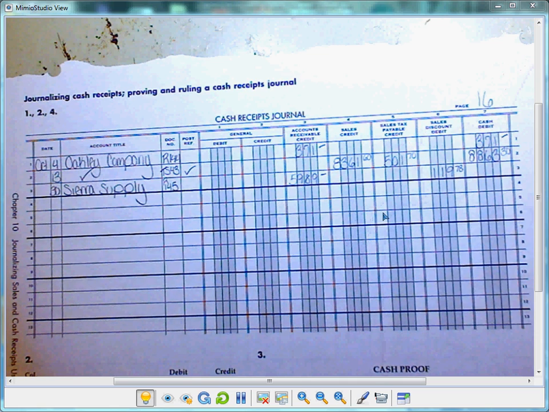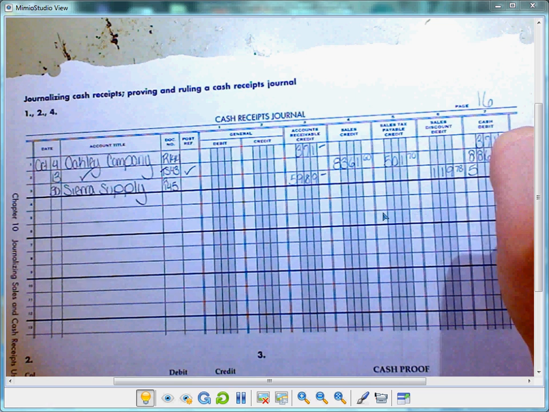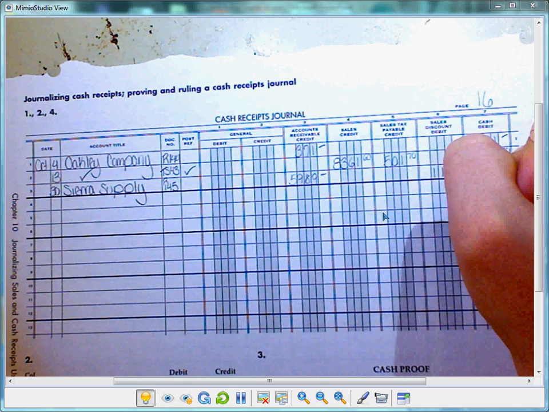So what are we going to do to figure out our cash? Okay, so the accounts receivable credit minus the sales discount. We should get $5,869.22.